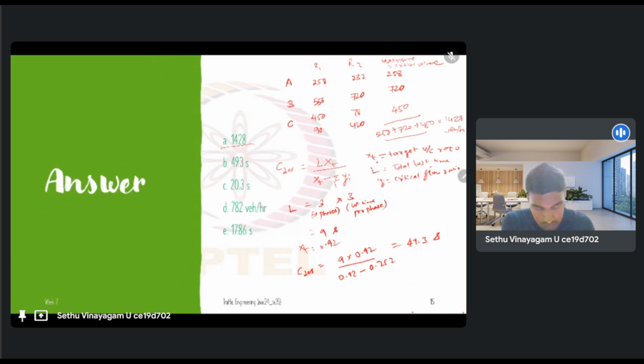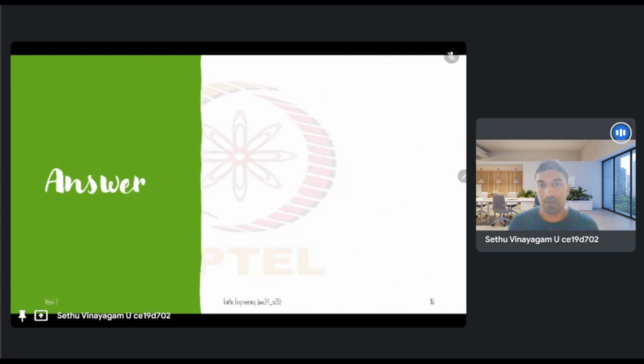So the third part was to find the effective green time, not for the whole cycle, but only for phase B. How do we do that? We first start with finding the total effective green time for the cycle, that is cycle length minus the total loss time. Cycle length is 49.3 seconds and the loss time was 9 seconds, so we have 40.3 seconds of effective green time for the whole cycle.